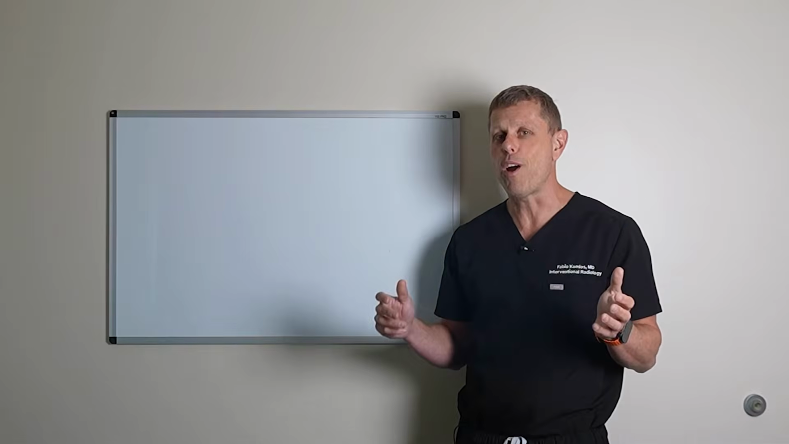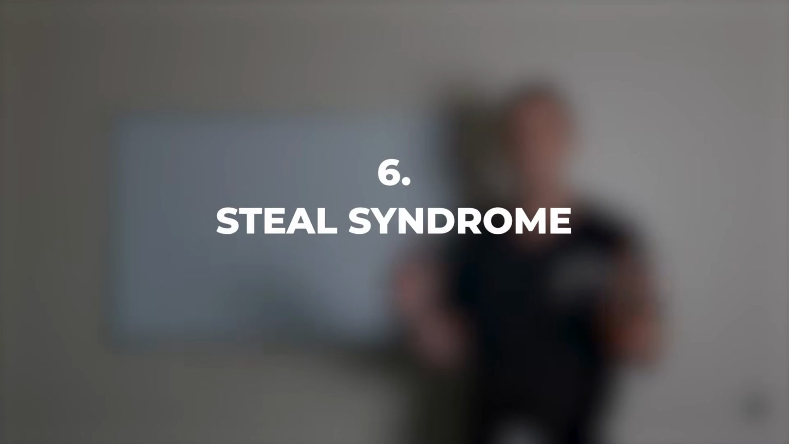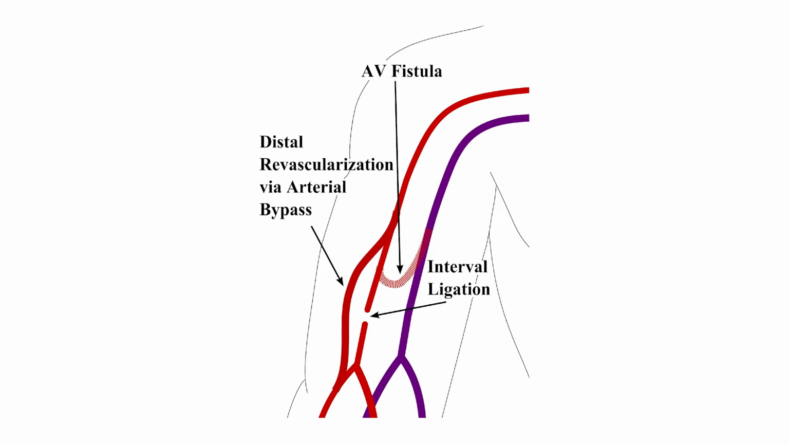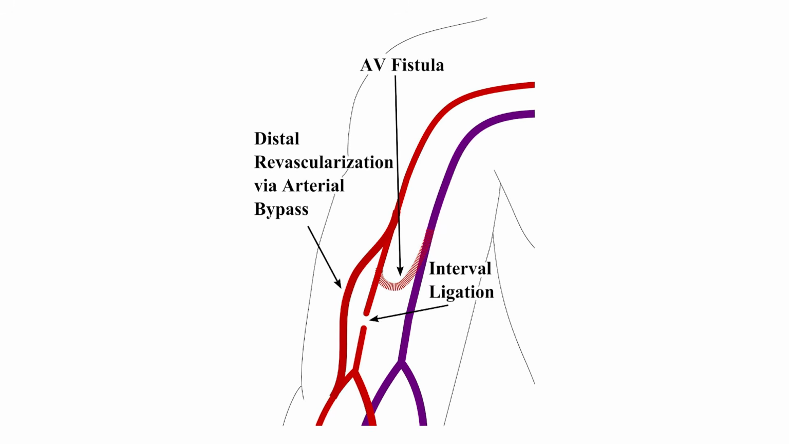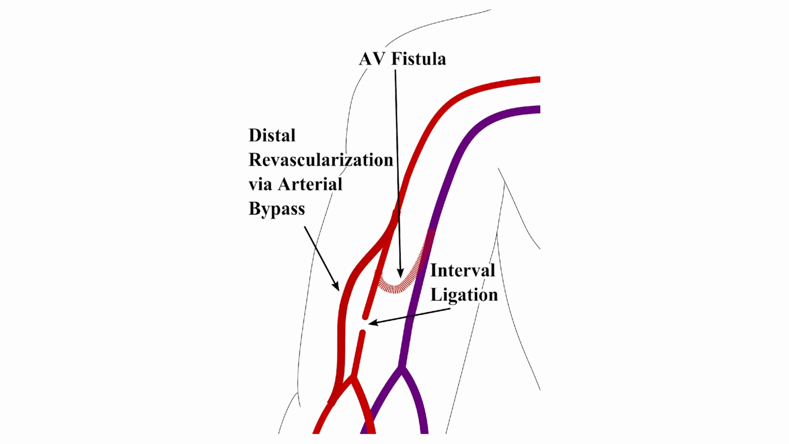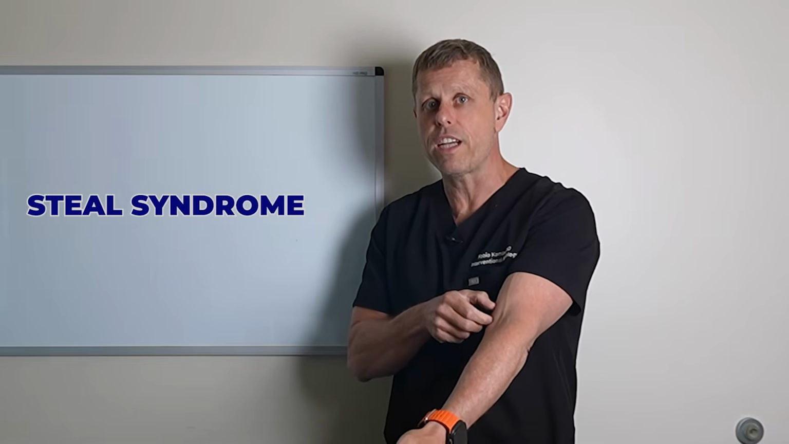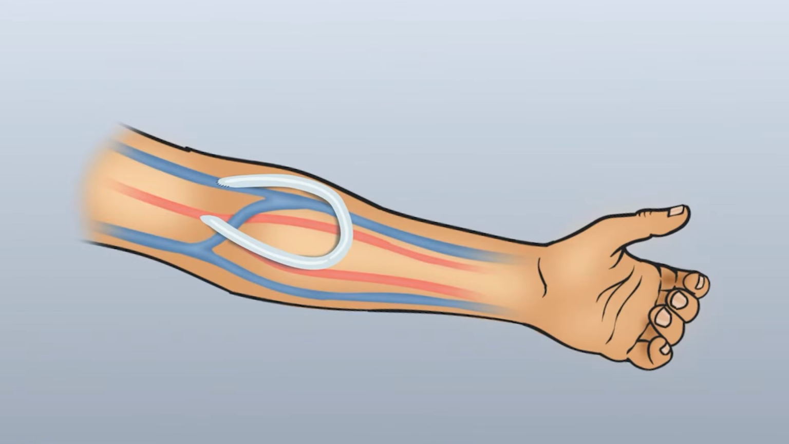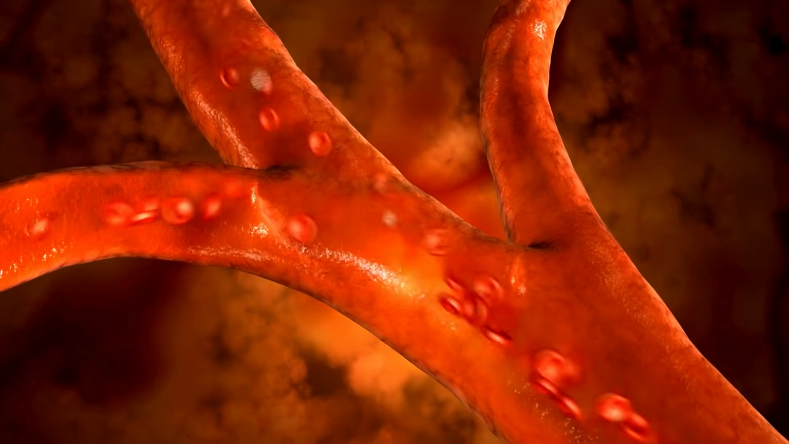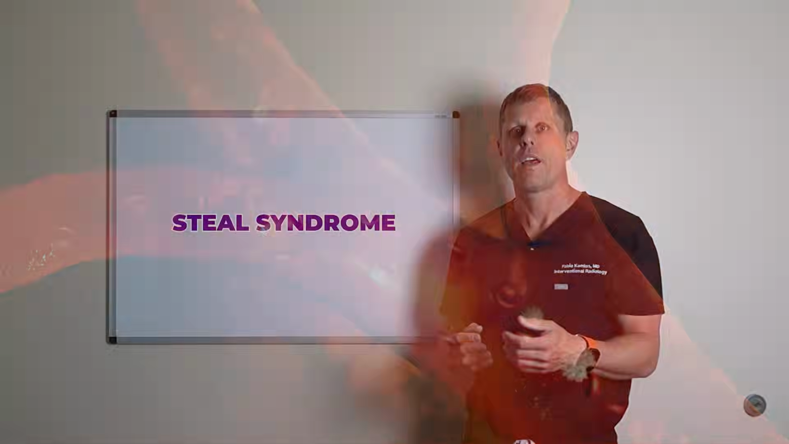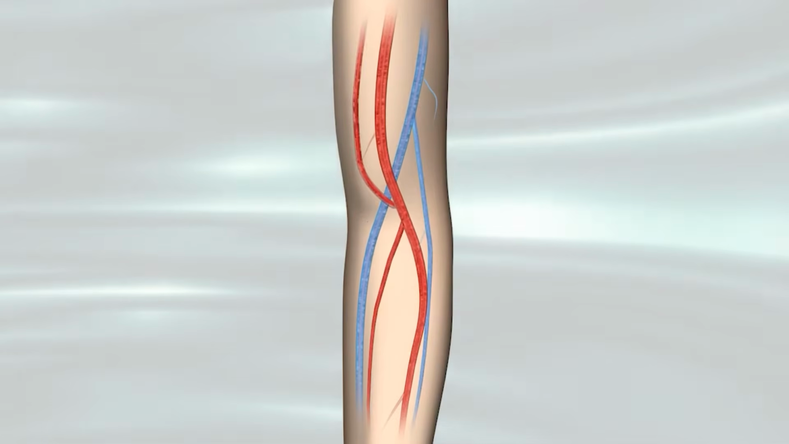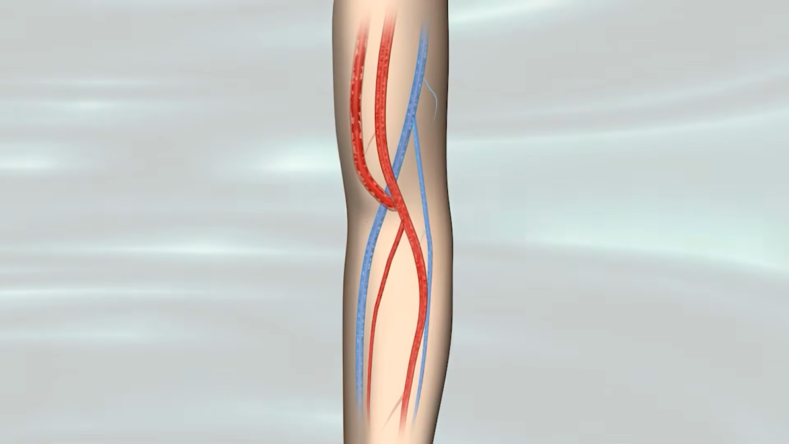Now, the sixth problem is called Steal syndrome. And what is the Steal syndrome? Steal syndrome usually happens in patients that have an upper arm fistula or an upper arm graft. And that's when the connection between the artery and the vein is too large, or patients have problems with blood flow going to the hand. And essentially what it is, most of the blood flow is going through the fistula, and then not enough blood flow is going to the hand.